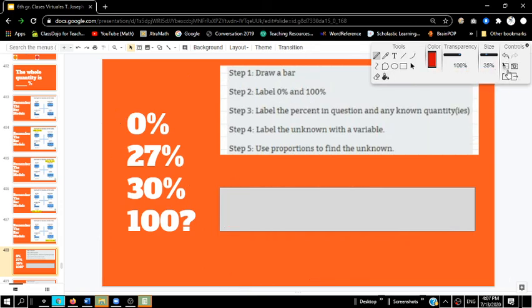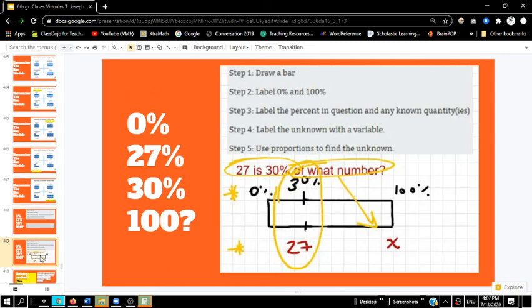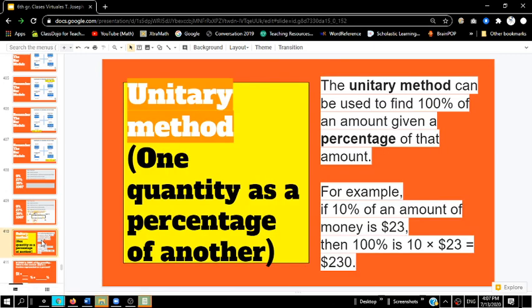Let's erase the screen and go on to another problem. Here are the answers again to that same problem. Okay. We're just going to look at one more problem, and this has everything to do with the unitary method. Okay, and you'll see this on page 11 and 12 and 13.